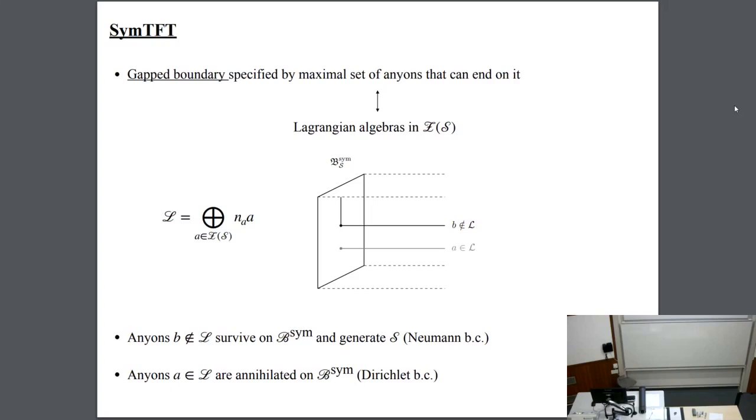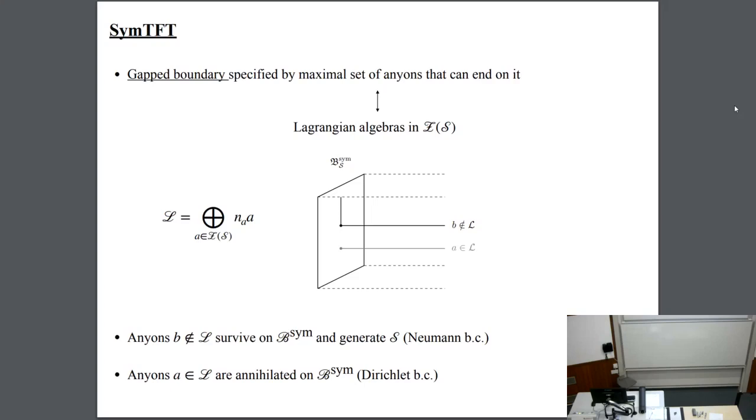Okay, and one important piece of knowledge that we need to have is how we very concretely characterize topological or gapped boundaries of the SymTFT. And the idea is that these boundaries are characterized by the maximal set of lines that can terminate on them. So this is something that is encoded in what are called Lagrangian algebras in these TQFTs. And Lagrangian algebras are nothing but a sum of topological lines, such that all the lines that appear in this sum can end on the symmetry boundary.